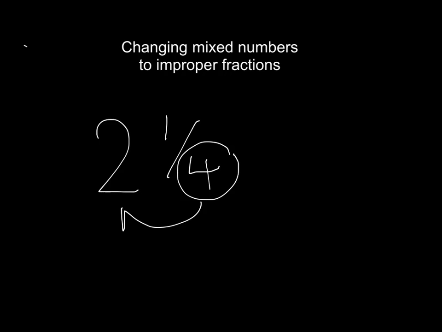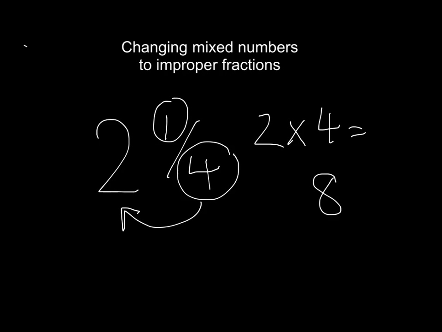Now let's go back the other way. Let's change a mixed number back to an improper fraction. So let's start with 2 1/4. What we do here is we times the denominator by the whole number. So 2 times 4 equals 8. But we've still got one left over that we have to add on. 8 plus 1 equals 9. And of course it's 9 quarters. 2 1/4 equals 9 quarters.